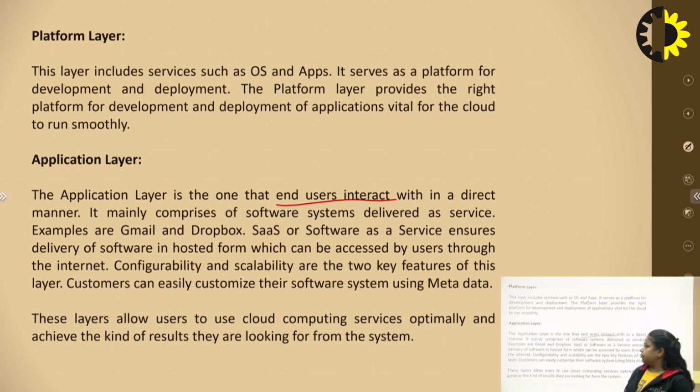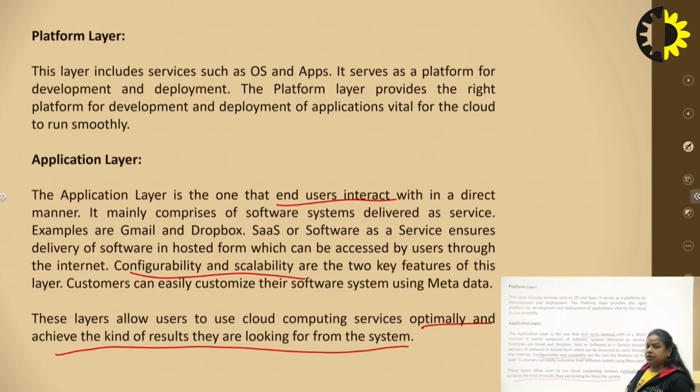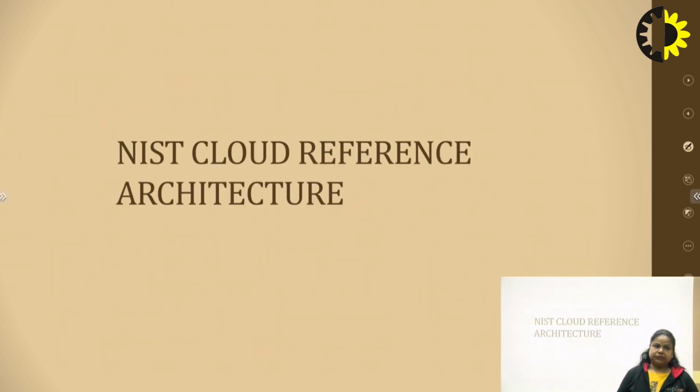So we are talking about software as a service. Basically, configurability and scalability are the two key features of this layer. These layers allow the users to use the cloud computing services so that they can achieve the kind of results they are looking for from the system. Right? So this is the layered architecture. It consists of 4 layers only.